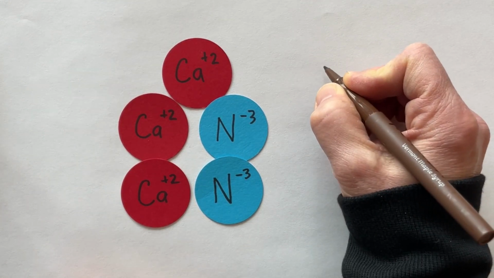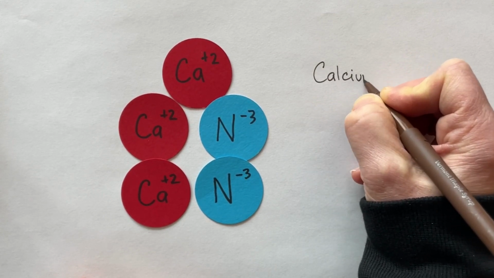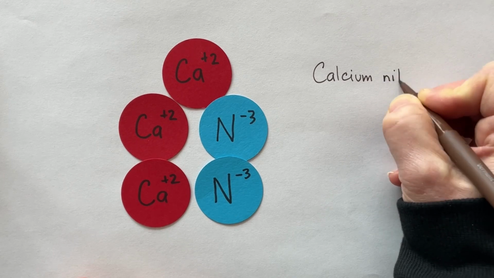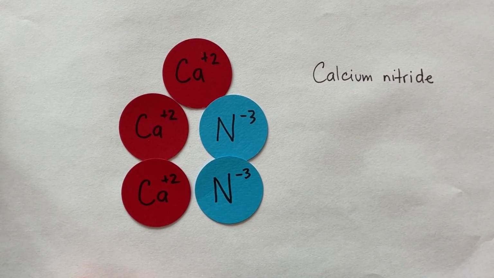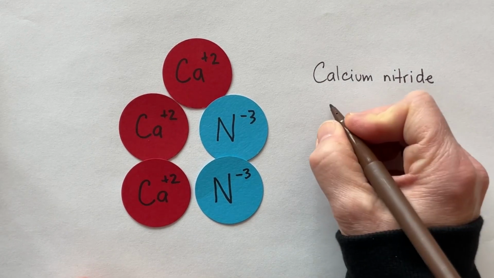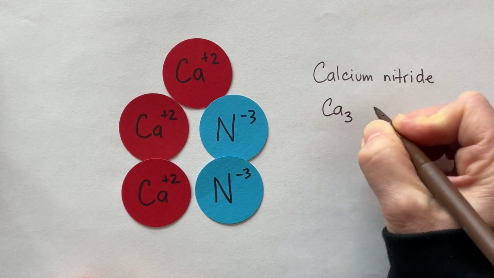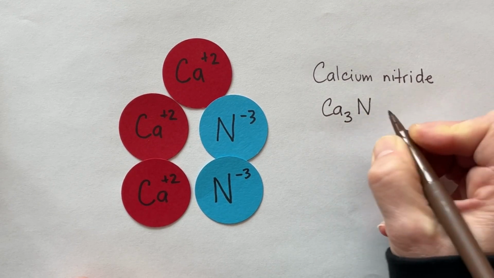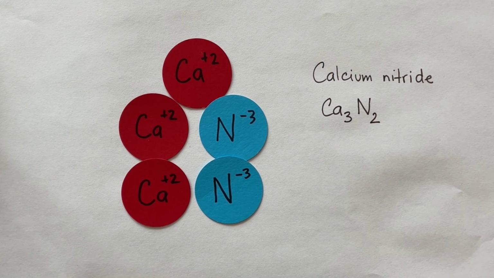So the chemical name is calcium nitride. Notice I'm writing the metal first. Calcium nitride, and the chemical formula is Ca. There's 3 calciums, and there are 2 nitrogens. Calcium nitride, Ca3N2.